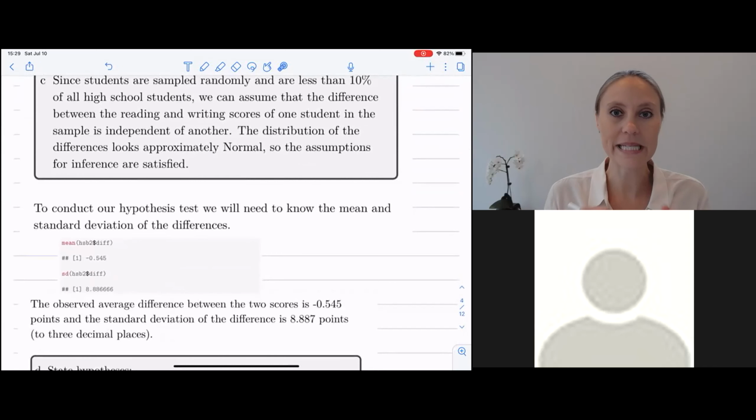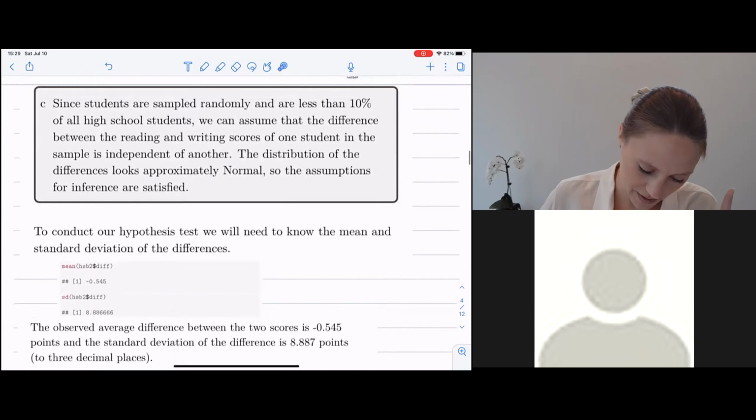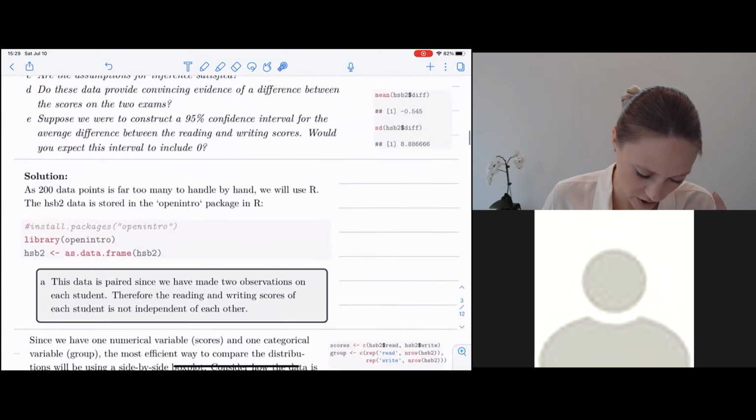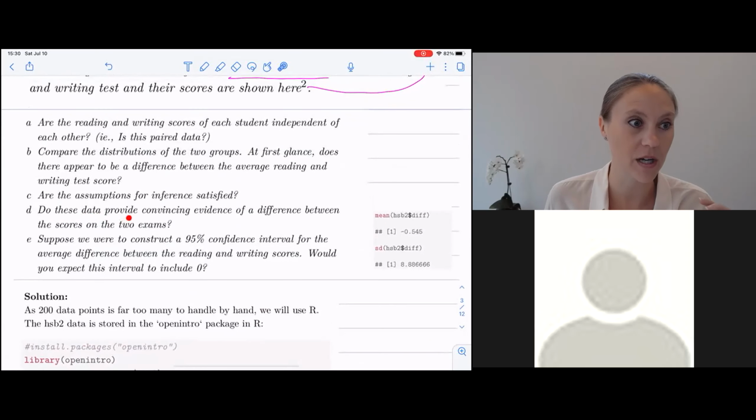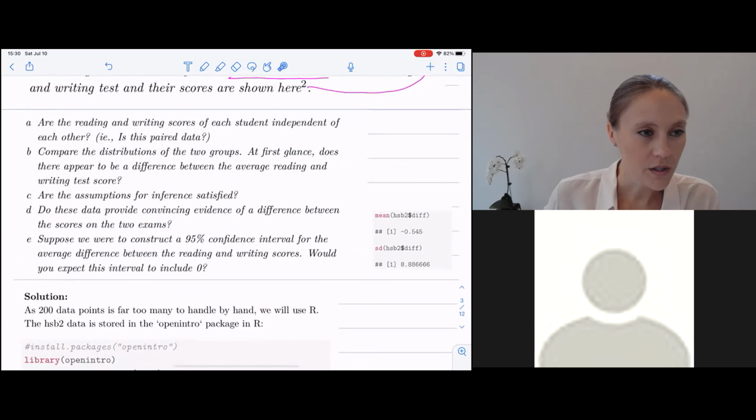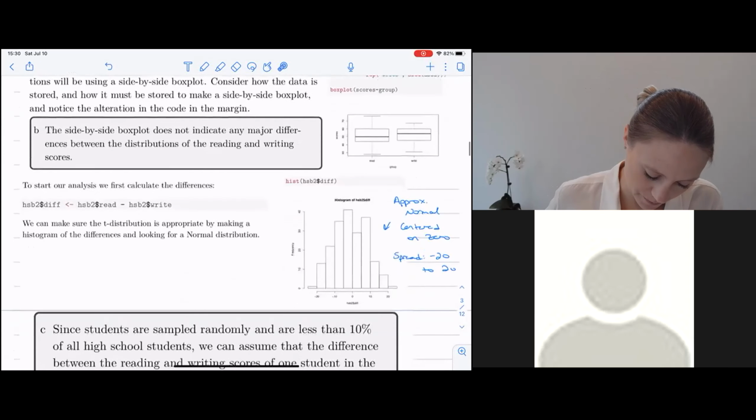Then part D is when we do the hypothesis test. I just want to remind myself what the question was asking. Do these data provide convincing evidence of a difference between the scores on the two exams? So we don't want to know if one is less than the other. We just want to know if there's a difference, which tells us what to do for our alternative hypothesis.